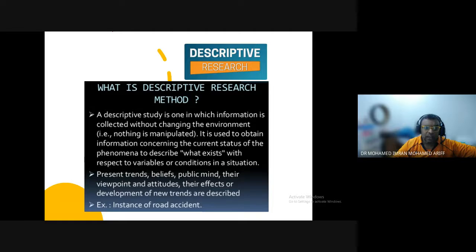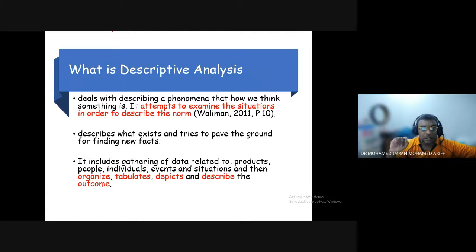Information is collected without changing the environment. It is used to obtain information concerning the current status of the phenomenon, what exists with respect to variables or conditions in a situation. For instance, a road accident. Presence, trend, belief, public mind, viewpoint. These are all descriptive analysis. It deals with describing a phenomenon, how we think something is. It attempts to examine the situation in order to describe the norm.